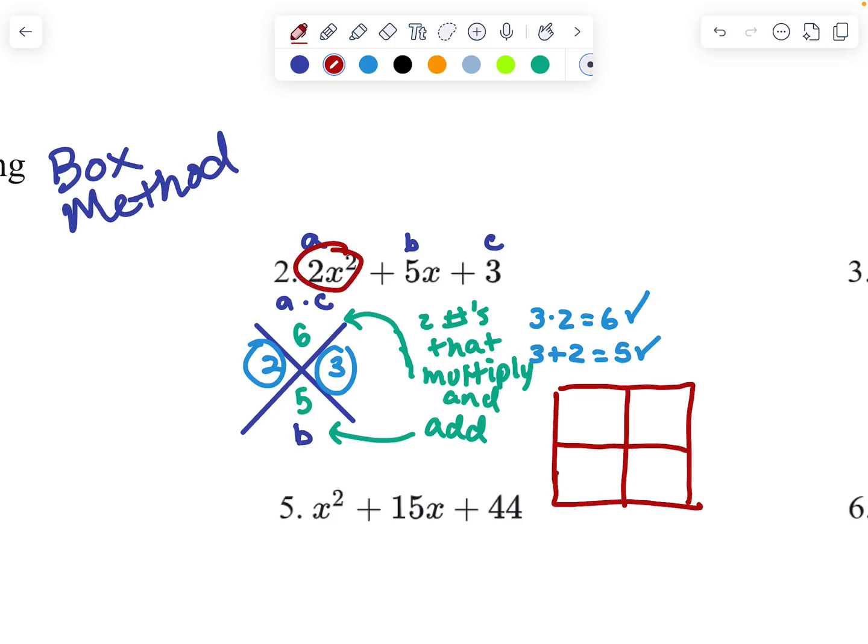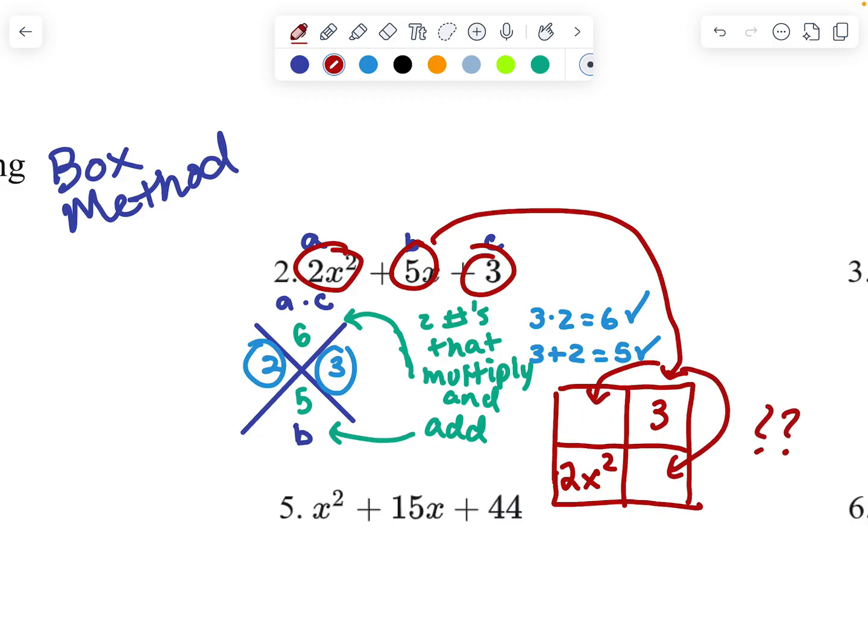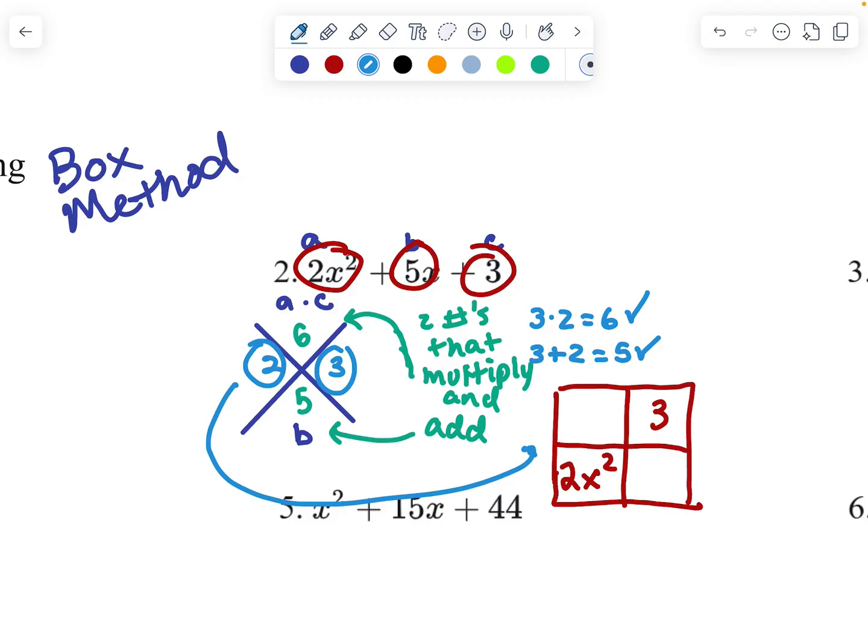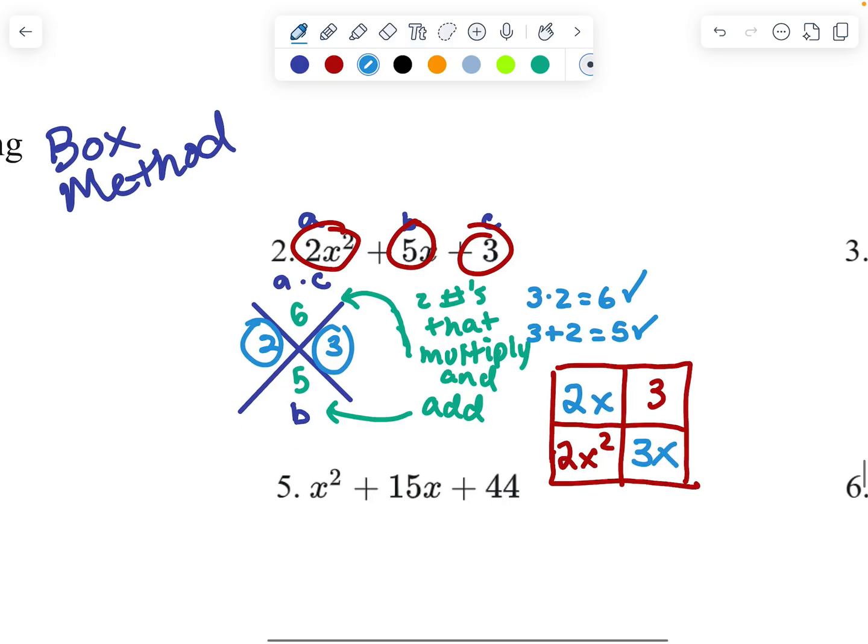So I'm going to start with my A. Okay, we always fill in with our A and our C. So 2x squared and 3 go in our box diagonal from each other. And the reason we're not filling in our 5x is because how would we put it in here, right? We could put it as maybe 4x and 1x, or 3x and 2x, there's a couple different combinations, we're not sure. And so this is why we did this diamond over here, because we are going to fill this in as 2x and 3x. So the diamond here helped us to distinguish which two factors we were going to use to add up to the 5x.